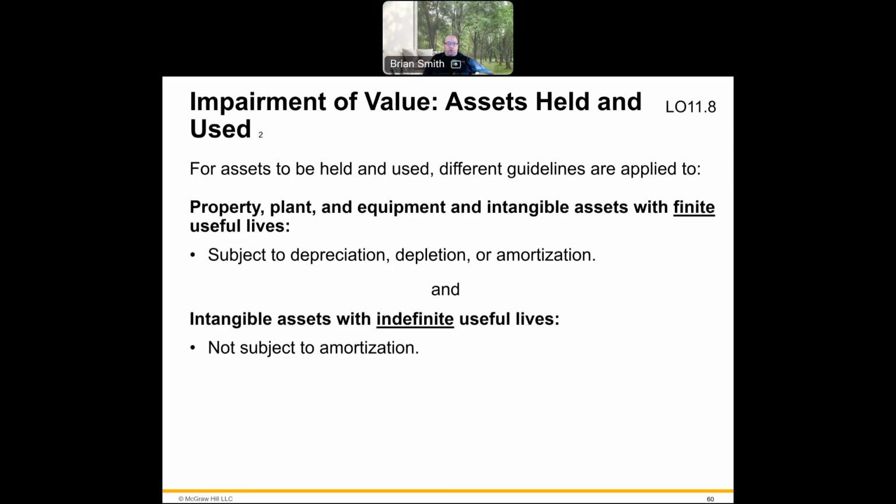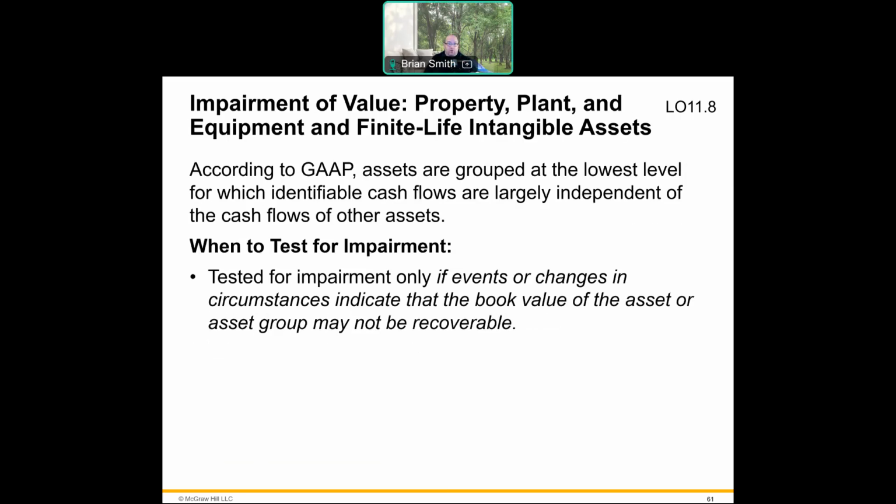Here's what we're looking at if impairment happens. It's property, plant, and equipment, and intangible assets with finite useful lives, which are subject to depreciation, depletion, or amortization, and intangible assets with indefinite useful lives, not subject to amortization. These are the 2 groups we're going to be looking at. If it has a finite life, we're depreciating it, and we test it for impairment only if something major happens.